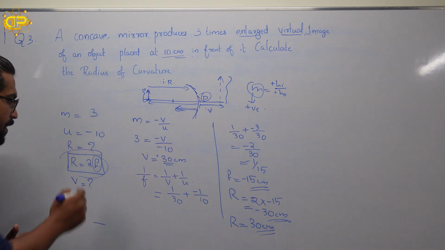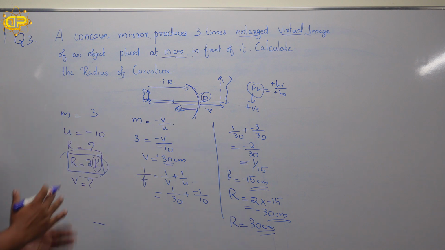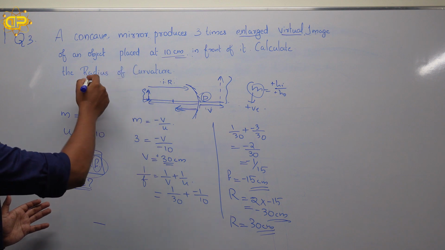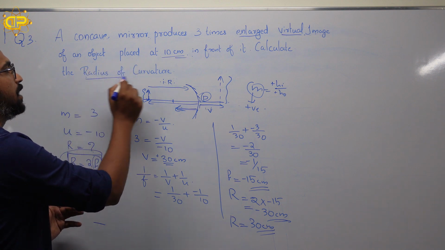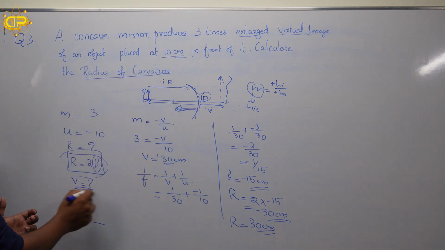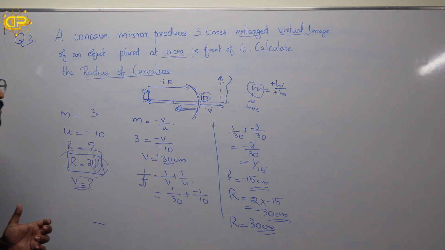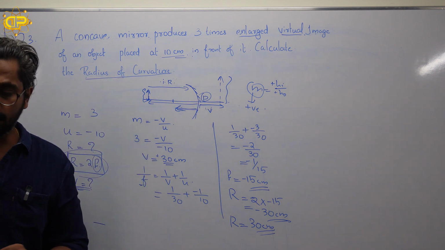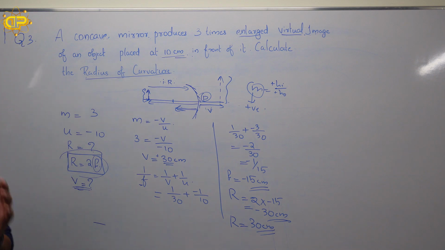So the concept is that R is 2 times the focal length, and the next thing is that you need to find out V. Even if the question only asks for the radius of curvature, you need to find out V as well as F, because there is no direct equation dealing with the radius of curvature. So right now, just pause the video, go through the question and see whether you got the question correctly, and do it by yourself.